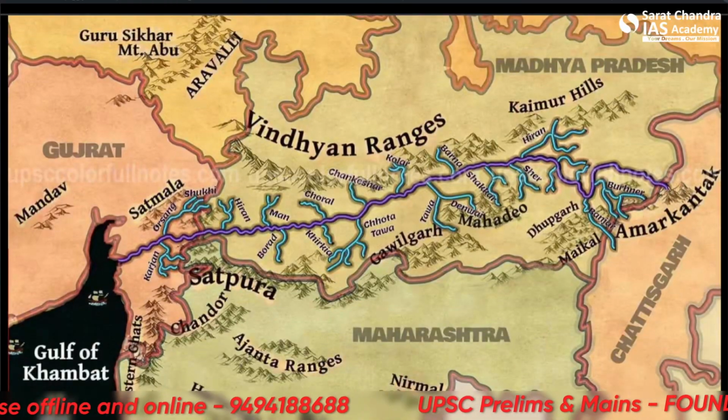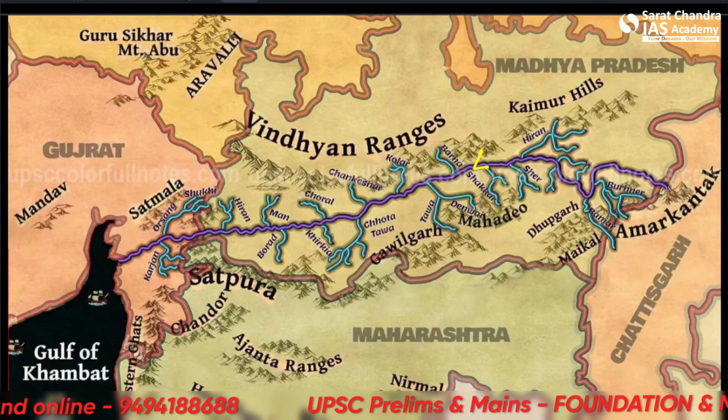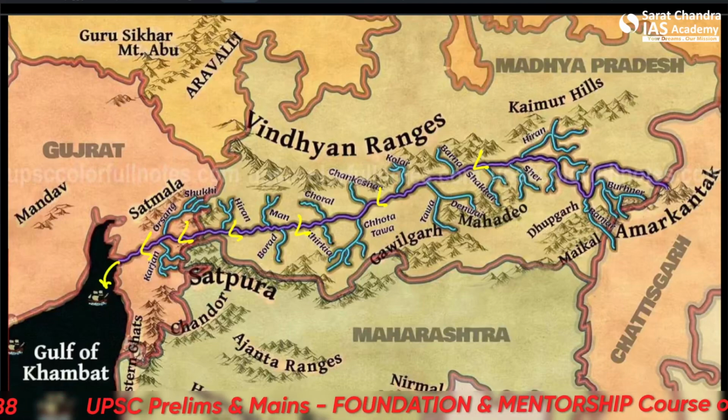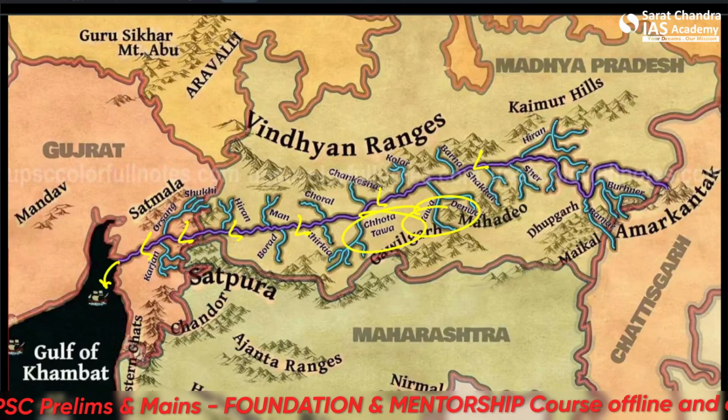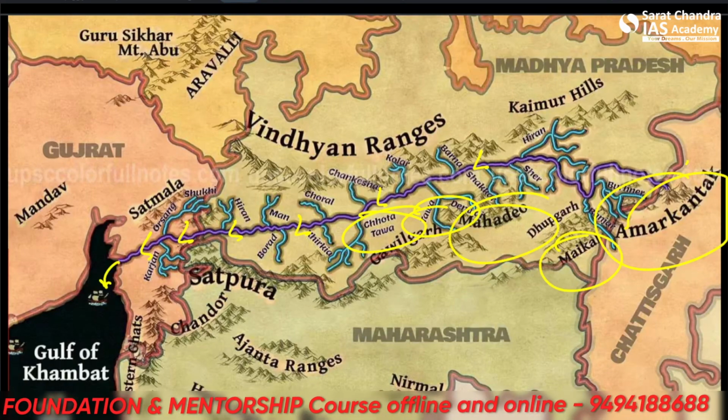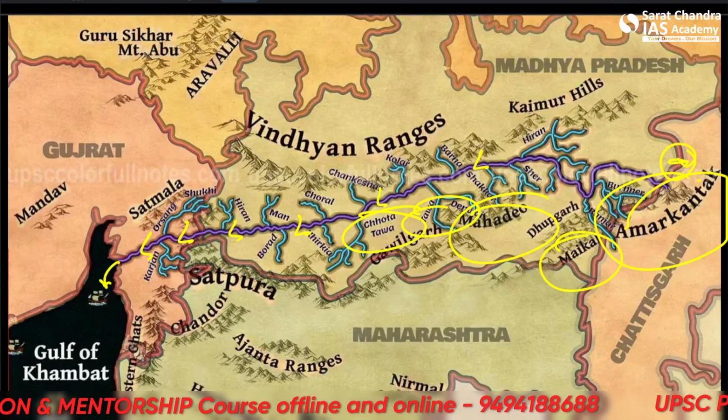Okay, one more we can see here. This is the map of Narmada River. So Narmada River flows towards this side. There are various different tributaries to it. Mahadev range is here, Maikal range is here, and Amarkantak hills are here in the most eastern portion.